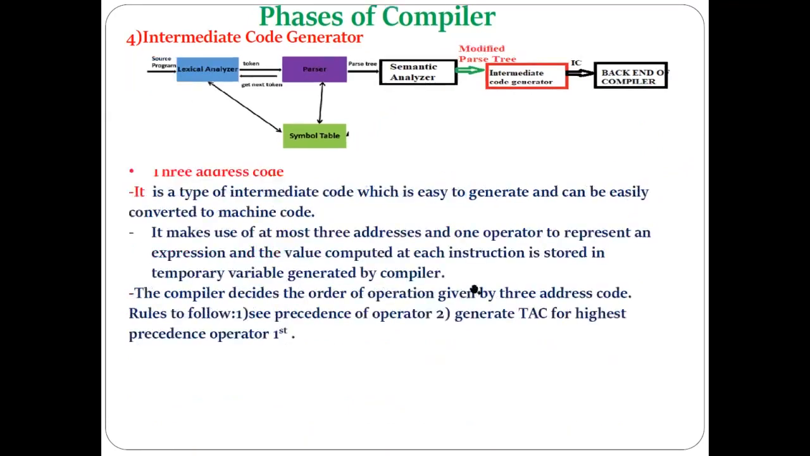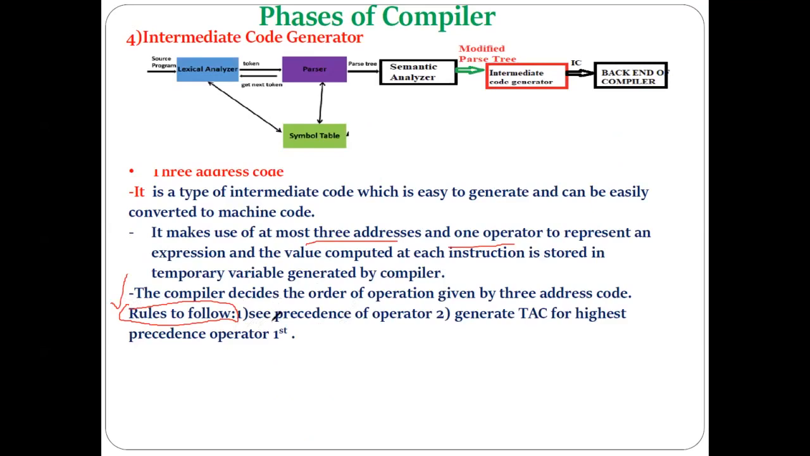Now let's see some more details regarding the three address code. Now I hope all of you understood what exactly three address code is, and why it is called three address code, TAC, because it contains at most three addresses and one operator. Understood? So when the three address code has to be generated, there are some rules we have to follow. Two important rules are there.